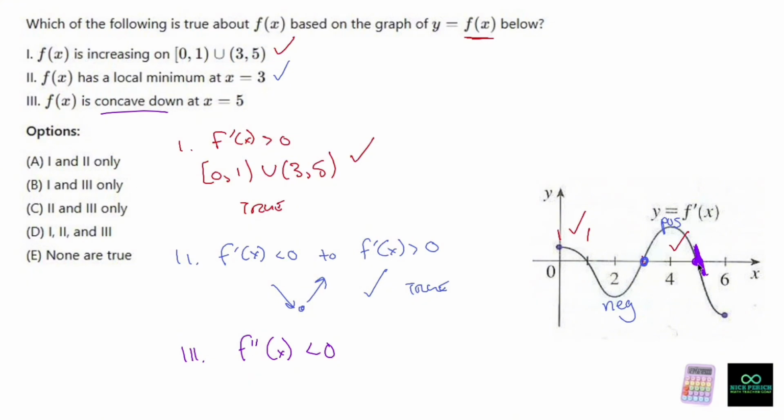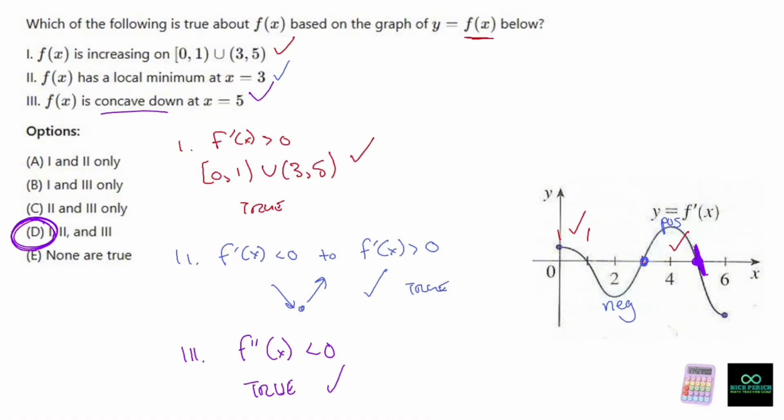Since the slope of the derivative is negative, that means the second derivative is less than 0. So this is also a true statement. Okay, so all 3 of these ended up being true statements, which means the answer is D. So calculator problem, no calculator needed.